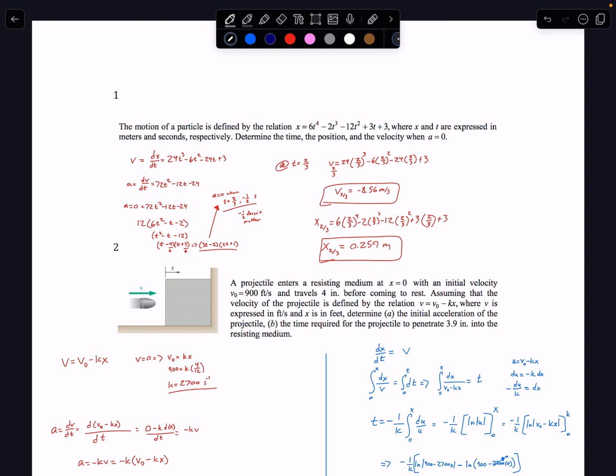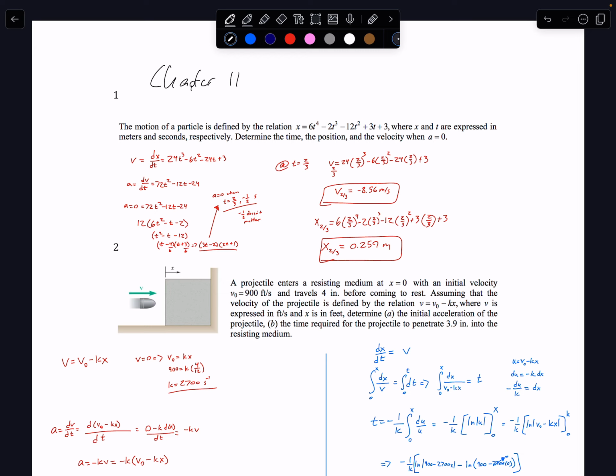So here is, I guess, chapter 11 homework. For problem number one, we have motion of a particle defined by a relation given to us.